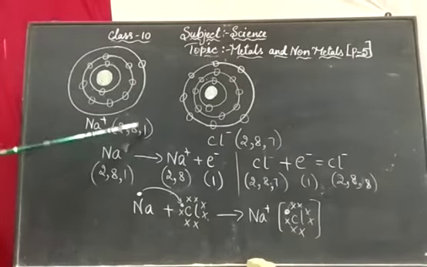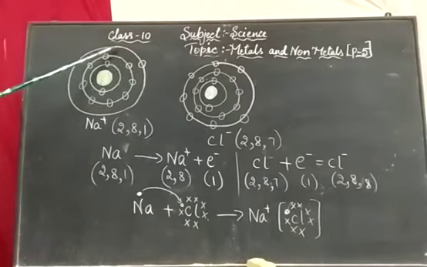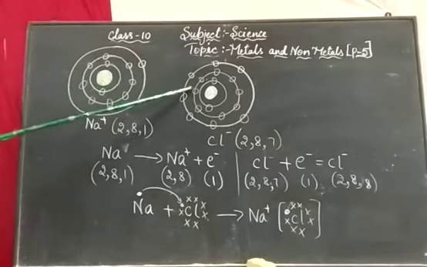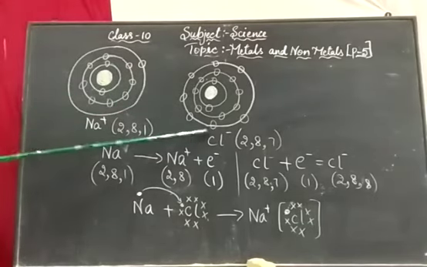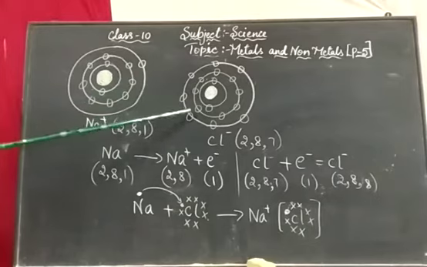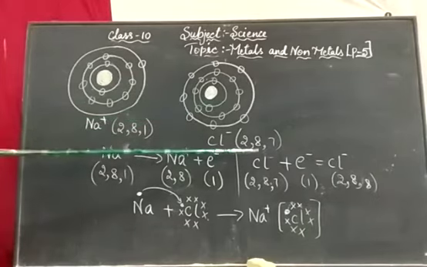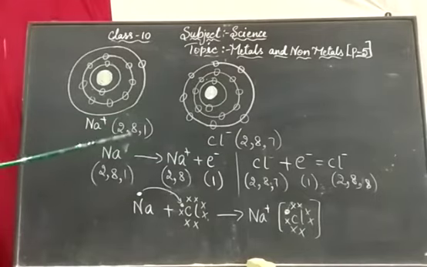So here in sodium, 1 electron is extra. If we remove this, it will become stable. Now see the chlorine here. Chlorine has 7 in the outermost shell. We cannot remove all the 7 there. Instead we can add 1 to make it 8. Right? Therefore, they react with each other.